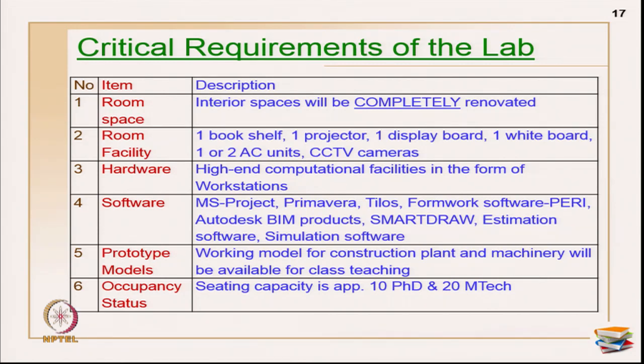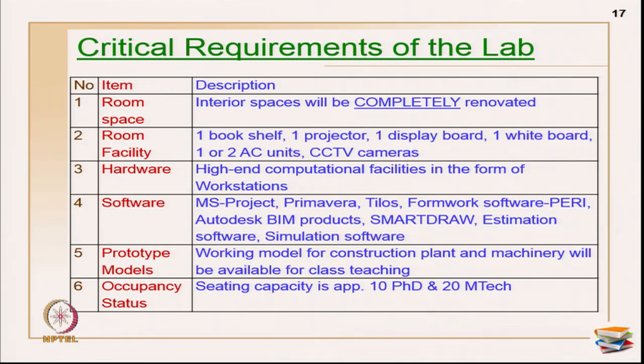So, an outline on 2 or 3 meetings happened and some lists came from the user groups, the student groups and the faculty groups, and a combined list emerged, which I have just written down. Okay. Room space, interior space will be completely renovated because it was very old and did not have the ambience for students to sit and work and for classes to be conducted. Room facility, one bookshelf was necessary so that somebody can refer to books and then work on their projects and research.